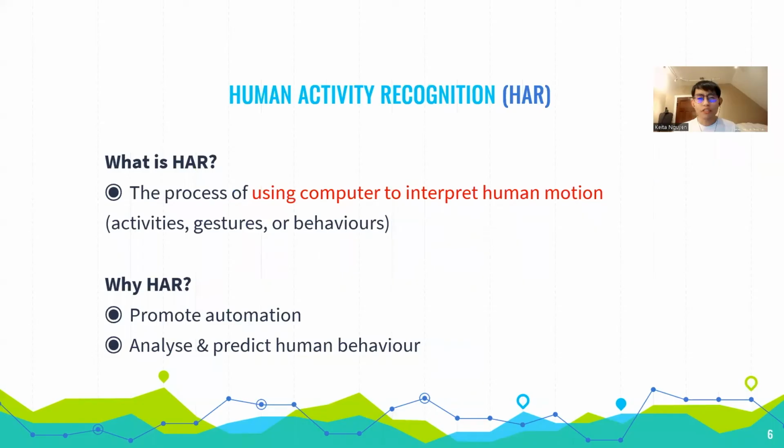So I've just mentioned human activity recognition, also known as HAR. So what is it? By definition, it is a process of interpreting the motion of humans. The motion of humans can be understood as gestures, activities, and behaviors, which are taken by cameras or recording sensors, which are then translated into action commands for computers to execute and analyze.